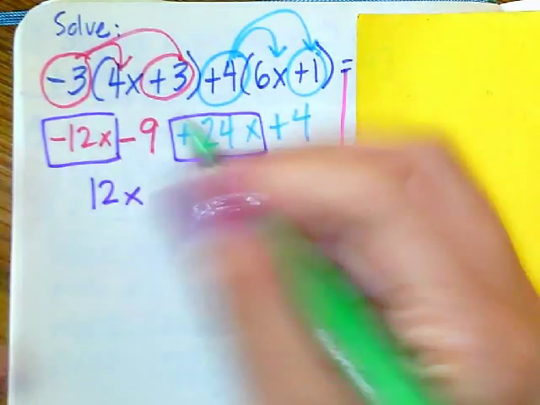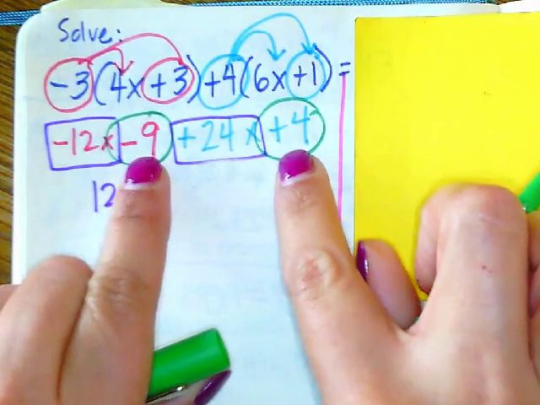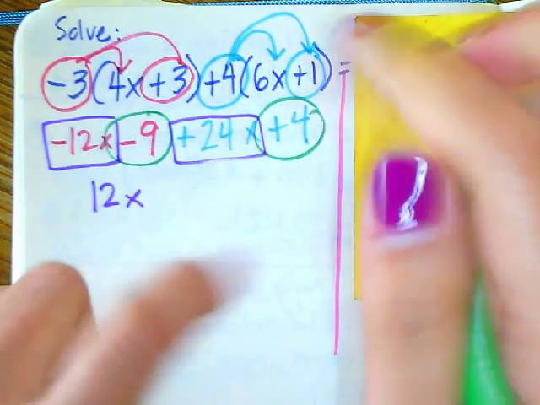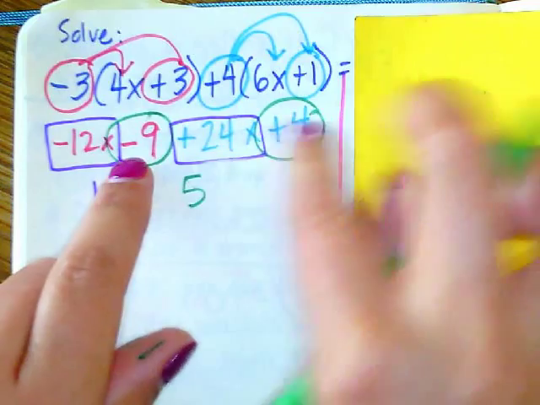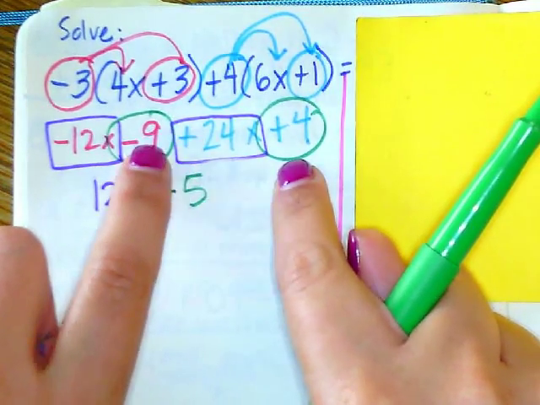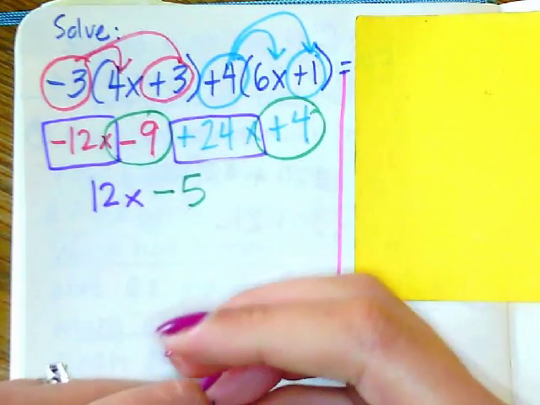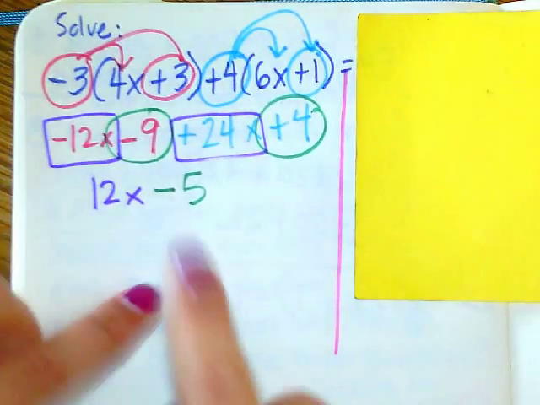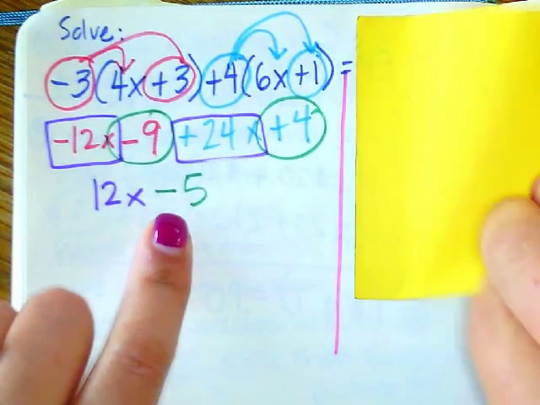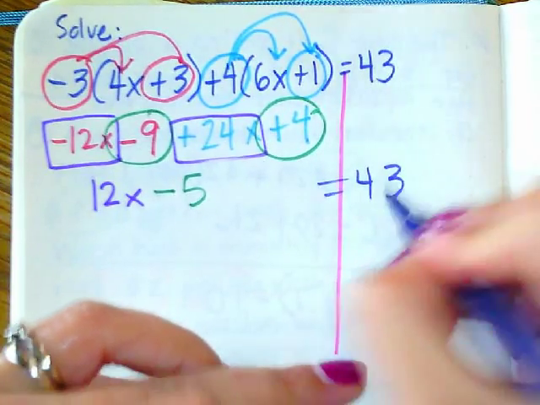And now the constants, I have negative 9 and positive 4. Again, they're different signs, so I subtract to combine them. So that will be 5, and this one wins over the 4, so negative 5. Again, minor things that you can quickly fix or check using your calculator during the test to make sure you have the correct signs. Okay, so now that I have simplified this side all the way, now I can uncover this one, and I still have that 43 here.